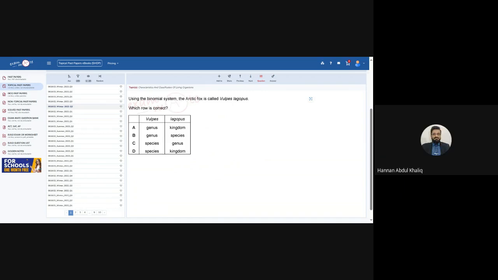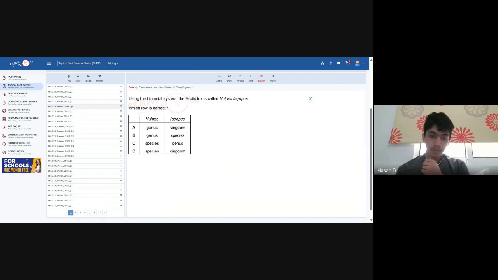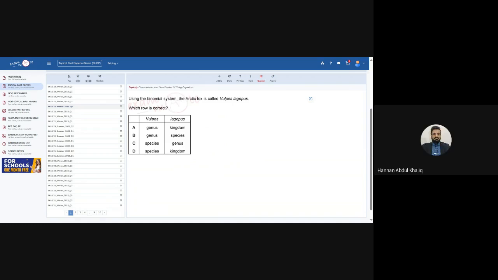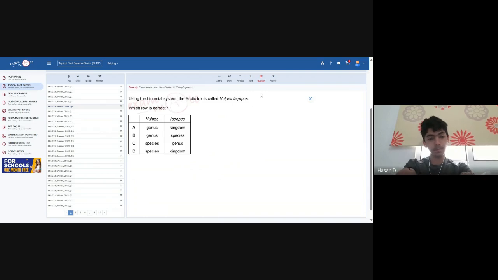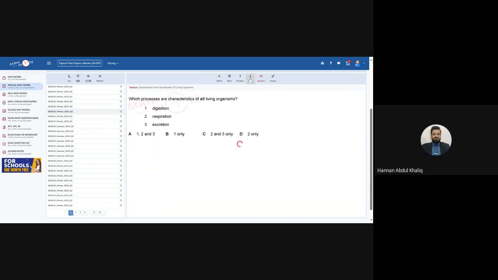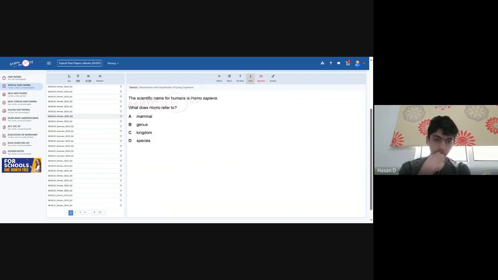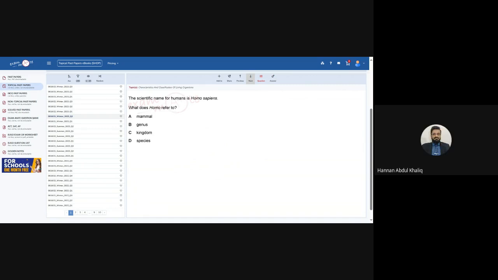How do you know that Vulpes is the genus? Because the first word is the genus, like Panthera. Remember that the second word is always the species. So it's option B. Let's see the next one. All right. Homo is genus, and sapiens is species. So B is genus. They are only asking the genus.